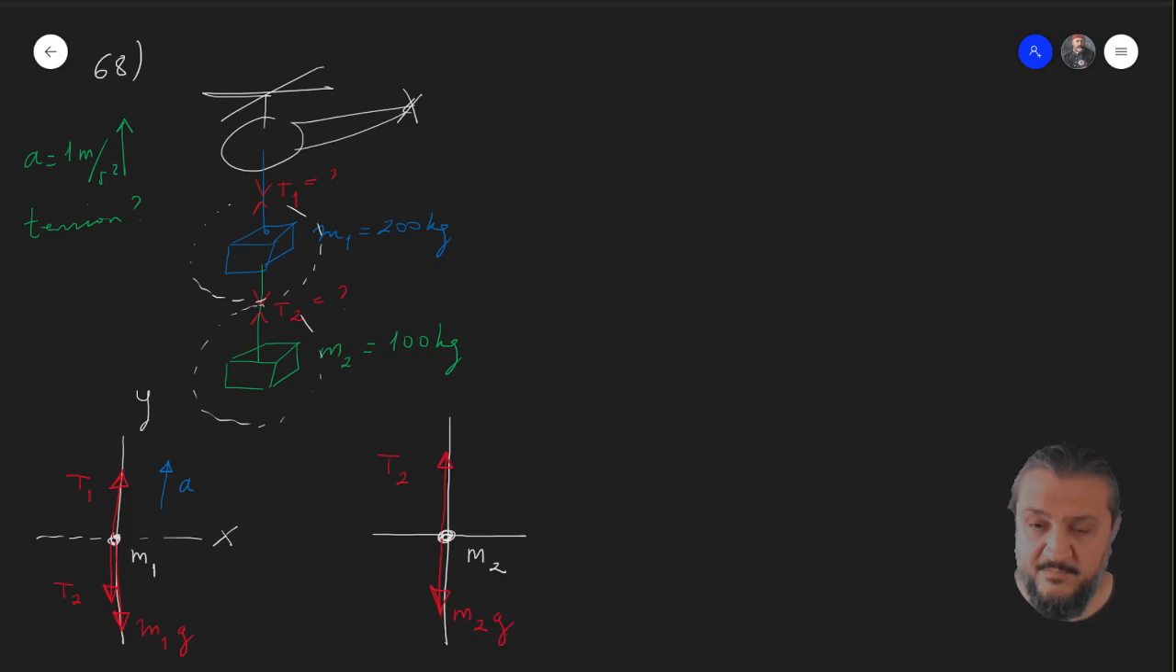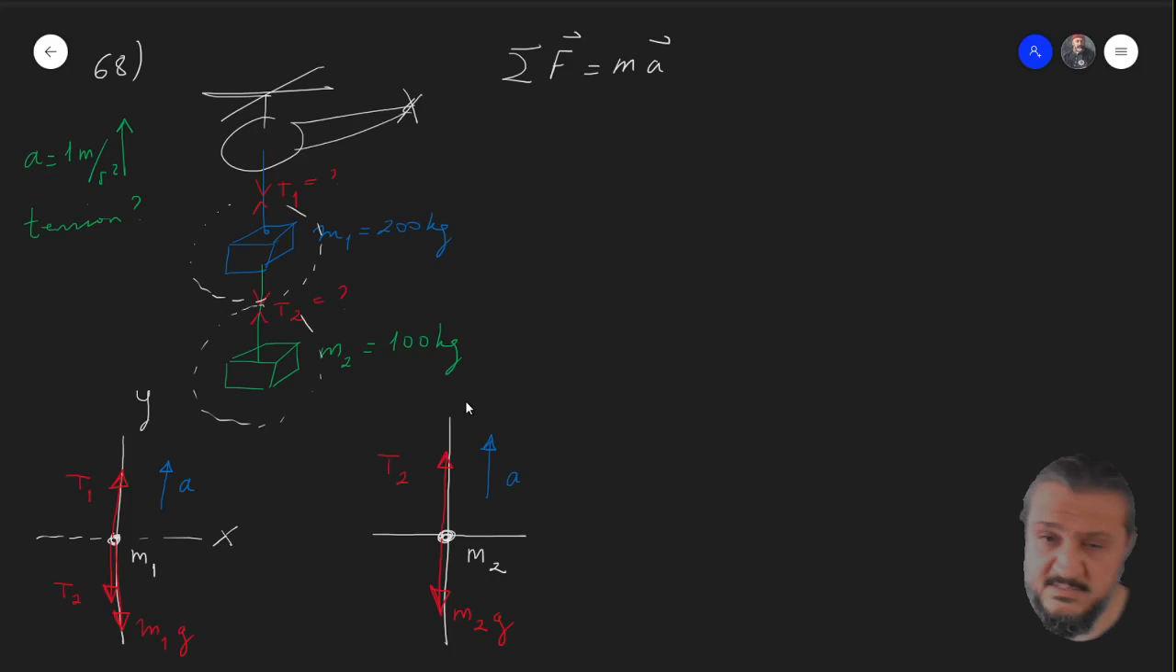Okay, and one more thing, of course, I need to show the acceleration. Both M1 and M2 share the same acceleration, A, which is upward. So there are the two free body diagrams I need. Step 1 is finished. Step 2, writing F equals ma, Newton's second law. The net force acting on an object is equal to its mass times its acceleration. So only focus on the y direction. There's nothing really happening in the x. 0 equals 0, if you will.